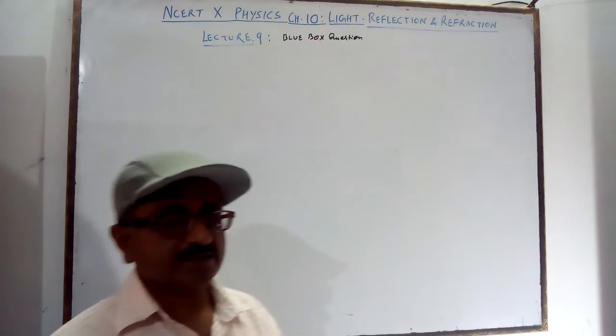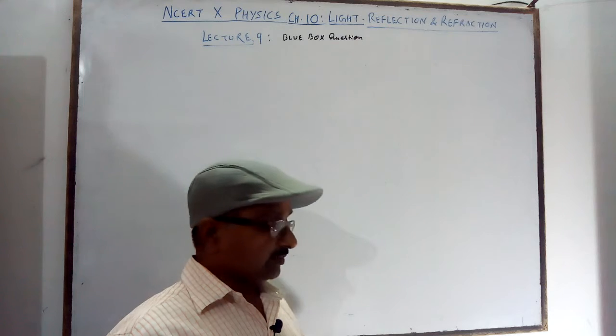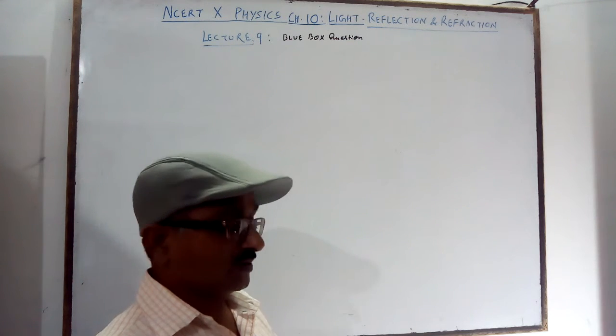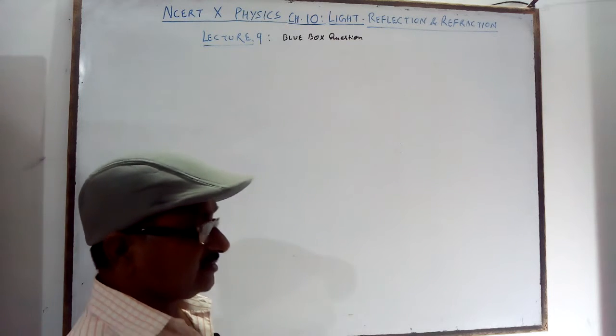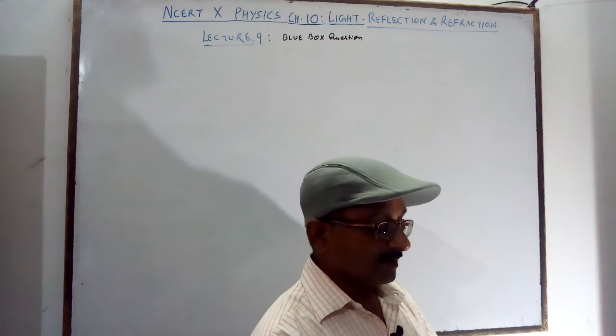In the previous lecture, we have finished the examples based on the mirror formula: 1 upon v plus 1 upon u is equal to 1 upon f. On the basis of this, on page number 171, there are exercise questions given.